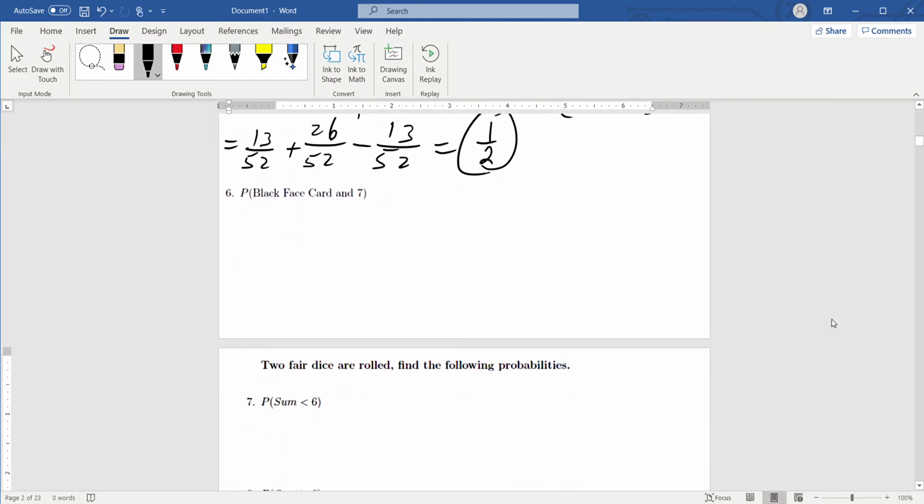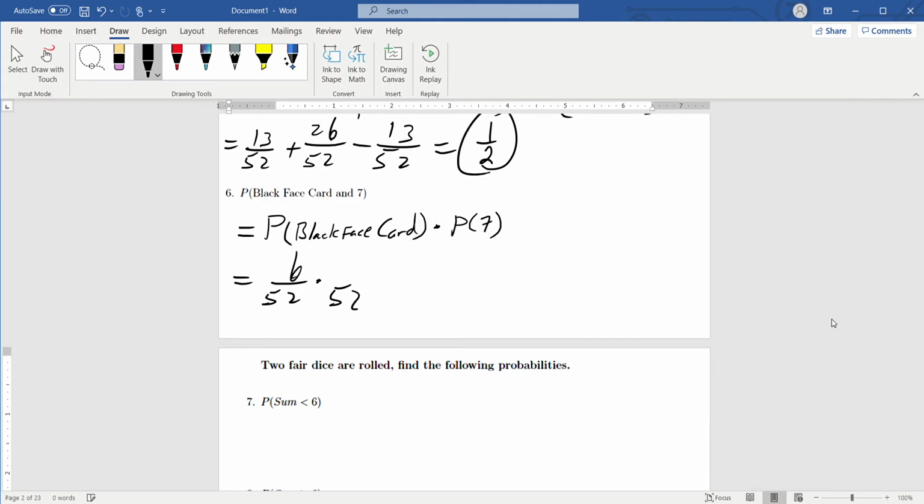Now next we have the probability of a black face card and a 7. So first I'll rewrite this. Probability of a black face card, and that'll be multiplied with the probability of a 7. How many cards are there? There are 52. And out of 52, how many are black face cards? Remember, face cards are only those with literal names: jacks, queens, kings. No others. There are 6 black face cards.